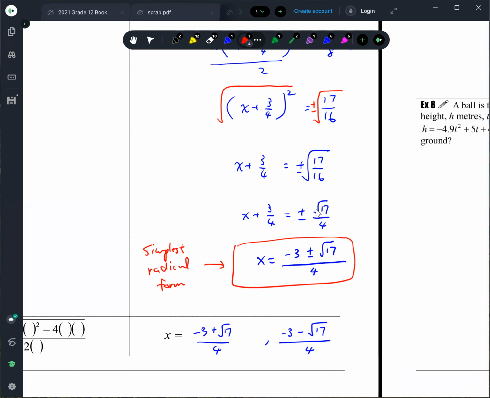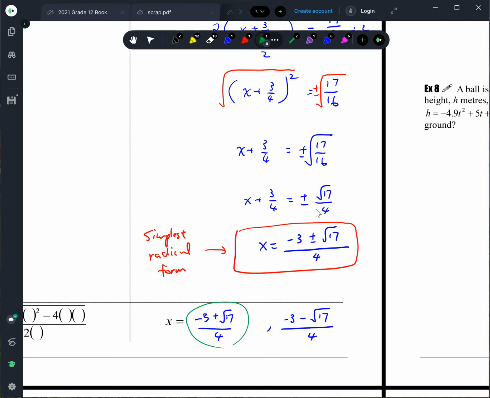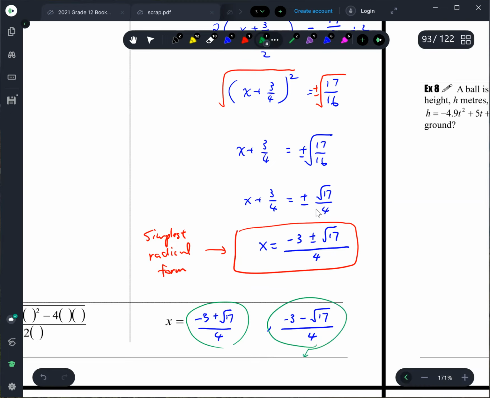If they say, please round your answer to some decimal, round it to the 100th or 10th, then you need to type each of the answers into the calculator at the bottom, and it'll give you decimals. This one, another decimal. Both of them will be different numbers, because one is using plus, one is using minus.